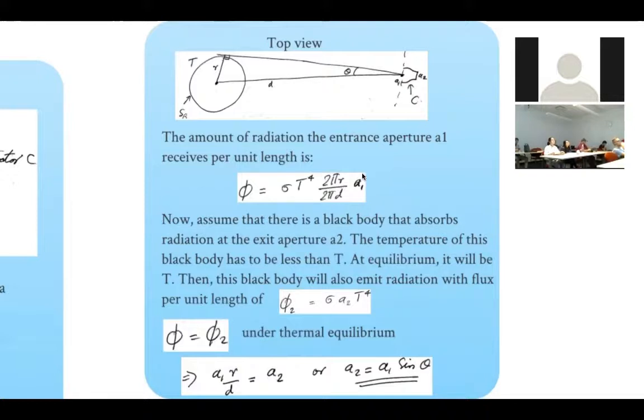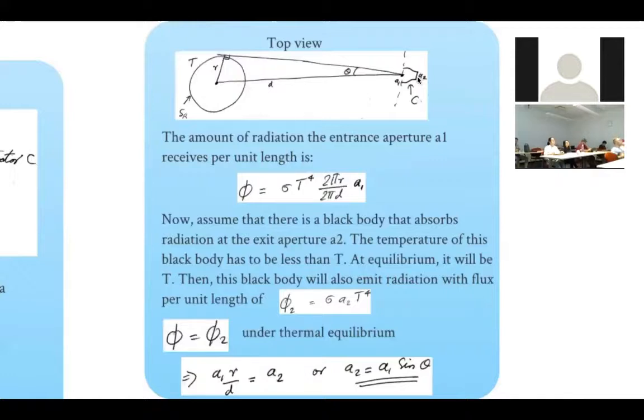The total flux emitted, of course, the same as before, just like in the last slide, which is 2 pi r, where R is the radius of the source, multiplied by sigma T raised to 4. So we put them together, we get the flux that is intercepted by this concentrator at every unit length. Now we are going to assume that there is a black body that absorbs this radiation at the exit aperture A2, okay, like a solar cell, for instance, okay.